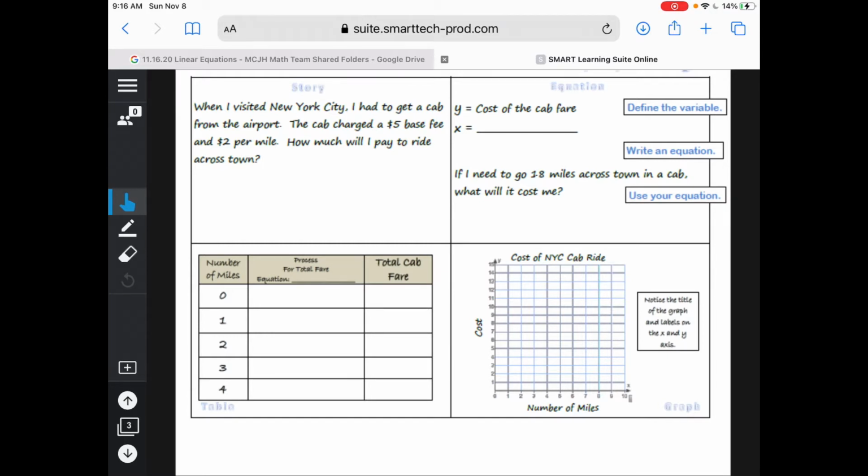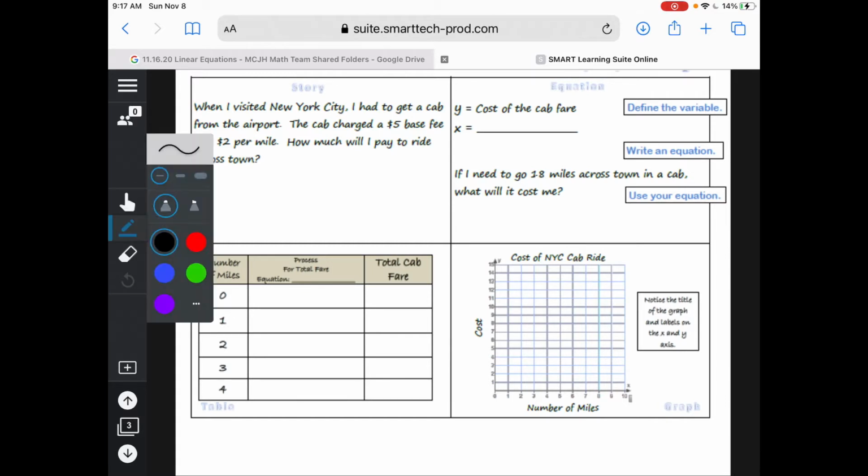Well, when I entered the cab and I paid $5, I only paid that $5 one time. So that's a one-time fee. But the $2 is a multi-time fee because I'm paying it every single time I pass a mile. So Y is going to be the cost of the cab fare, and our X is going to be our number of miles.